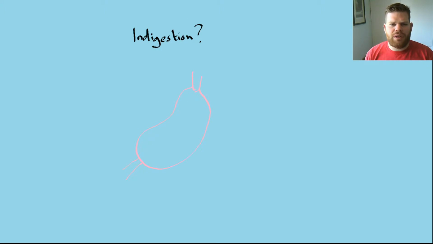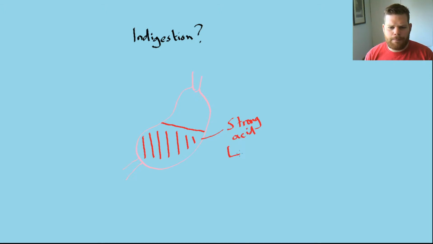Now the reason that the stomach has this is because the stomach is a very specialised organ. Now the two specialisations that I'm going to talk about are two types of cell. The first is a type of cell that secretes or releases hydrochloric acid into the stomach. Yes, your stomach contains a strong acid. And that strong acid is hydrochloric acid.